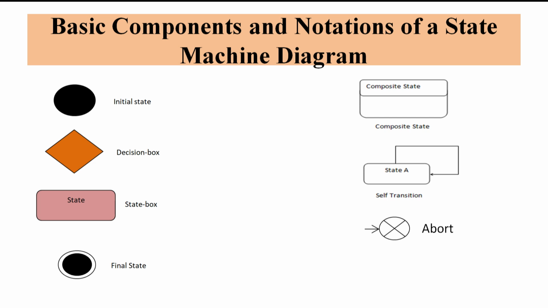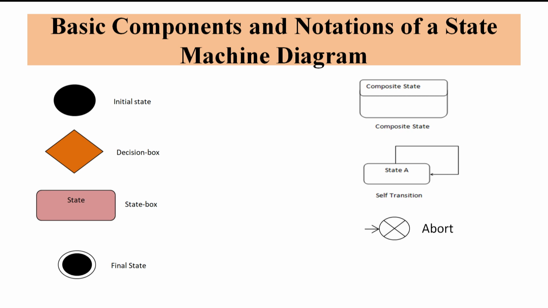Then we have the decision box, that is the diamond. Then we have the rectangle, that is the state box. And then we have the final state: two circles, the outer circle is hollow and the inner circle is filled. These are the basic symbols which are used for making the state diagram.